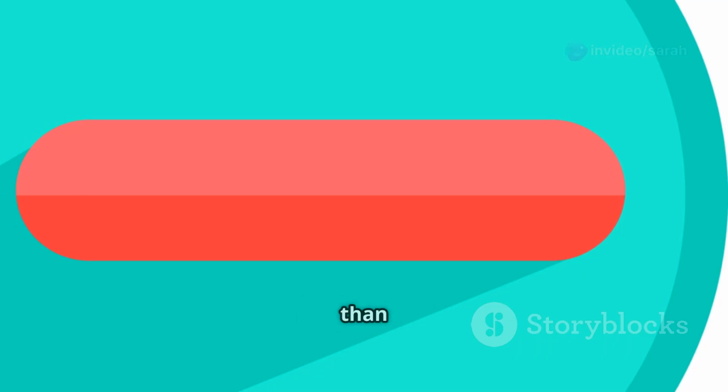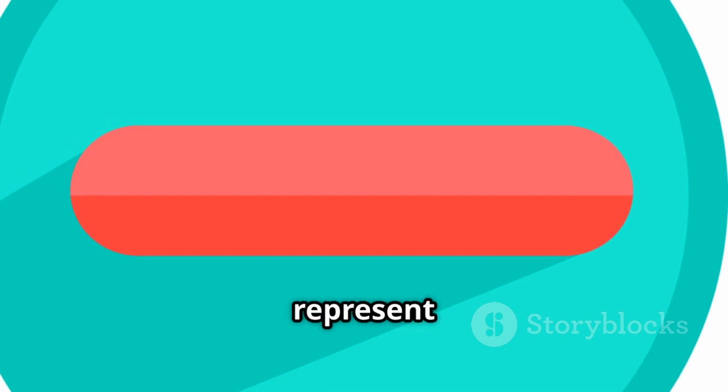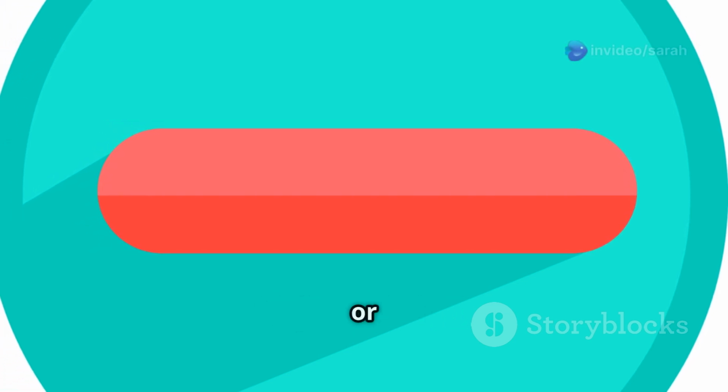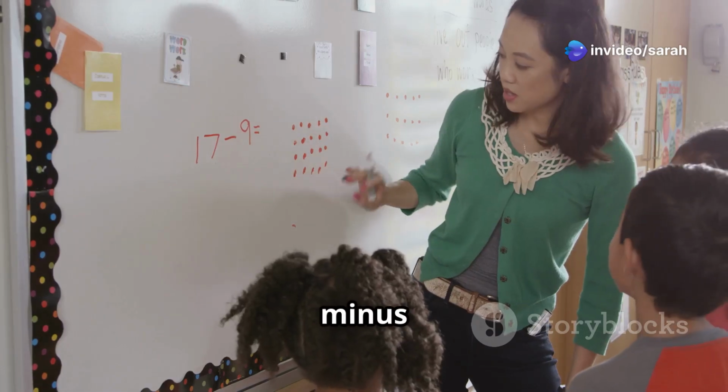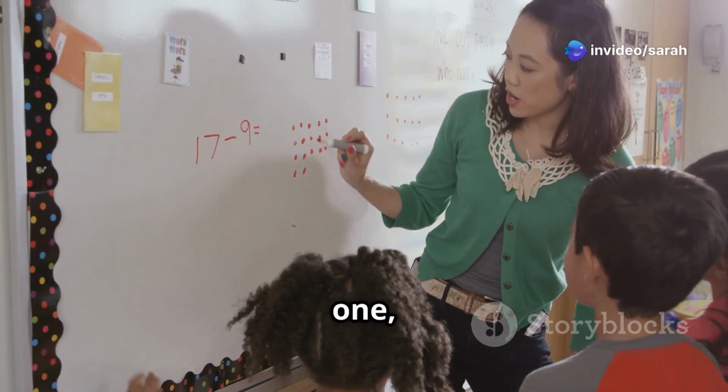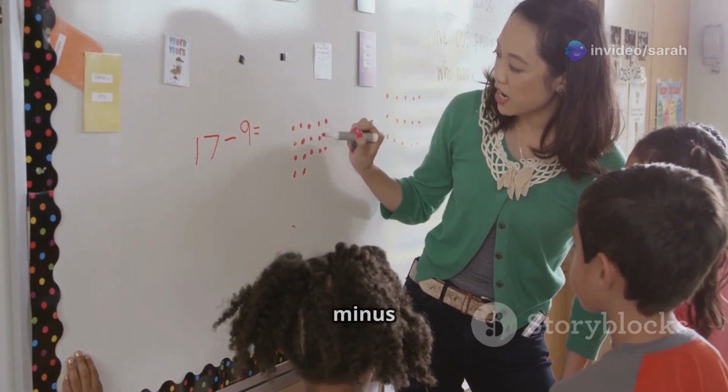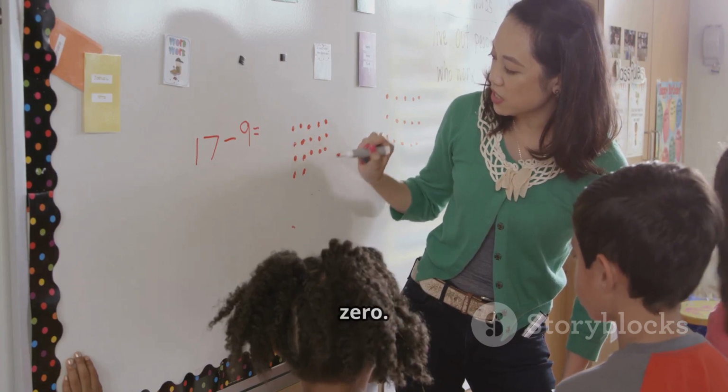Negative integers are less than zero. These numbers are like the opposite of the positive numbers. They can represent things like temperatures below freezing or debts. We write them with a minus sign in front like this, -1, -5, -10. The minus sign tells us that these numbers are below zero.